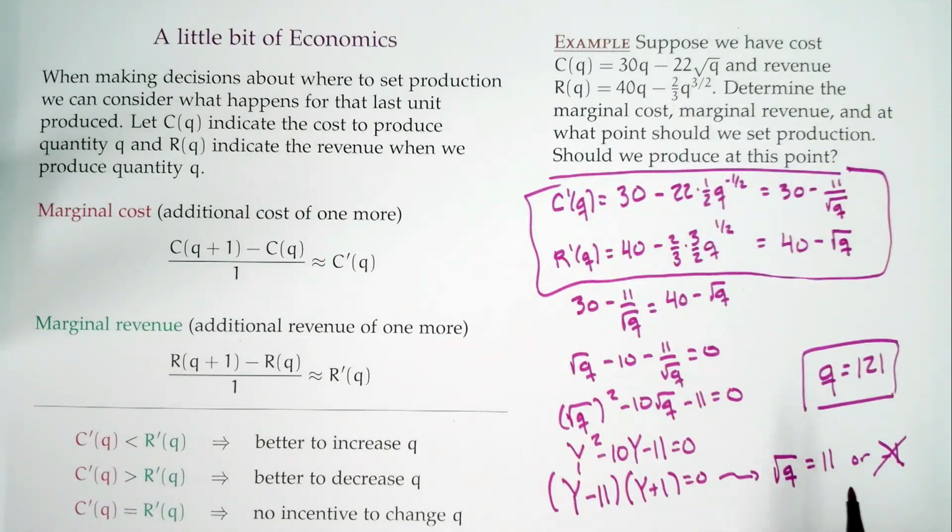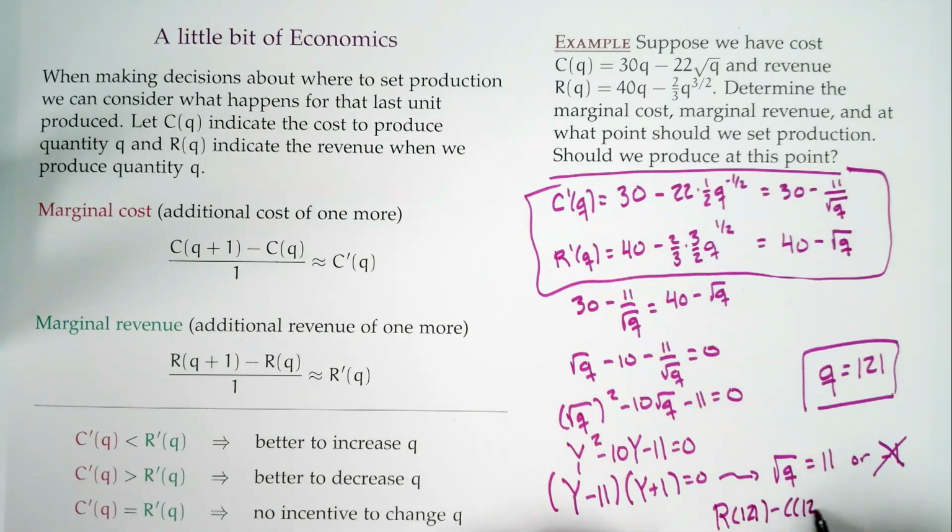And if you do that, what you do is you check what happens when you plug in R of 121 minus the cost of 121. See, if this is a negative value, don't produce. You're going to lose money. If it's a positive value, produce. You'll make money. And then life is good. And we like it when life is good. And what does it turn out to be? I don't know. So, for that one, I'd use a calculator.